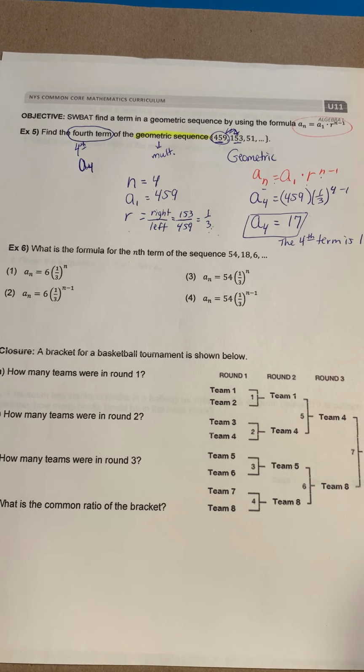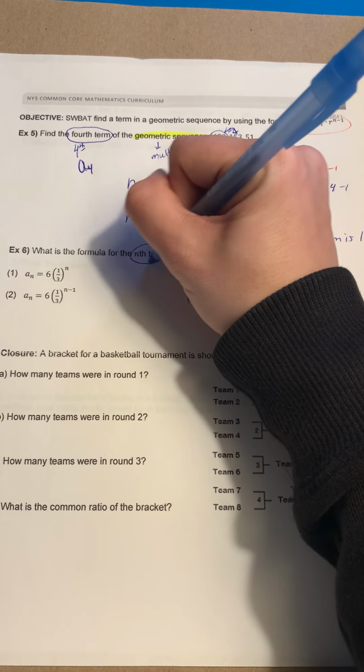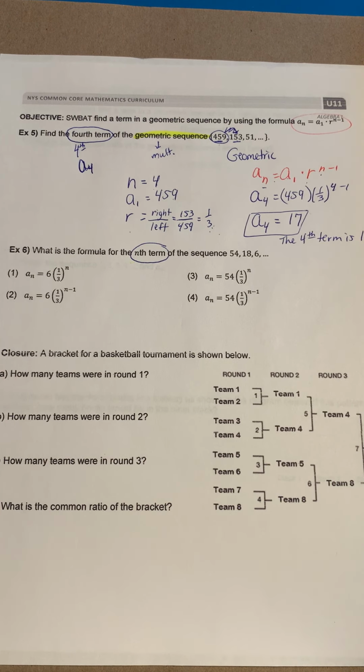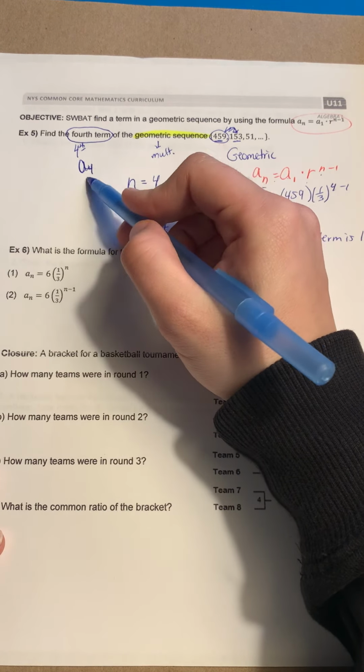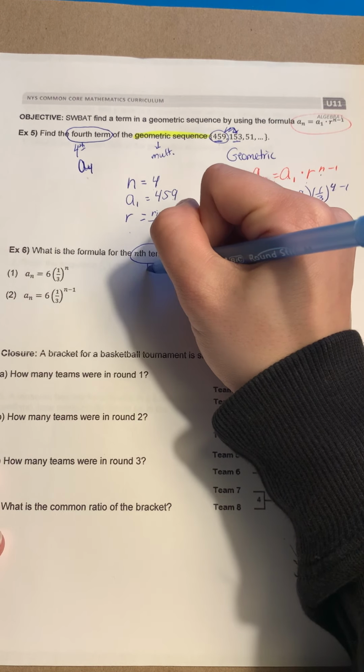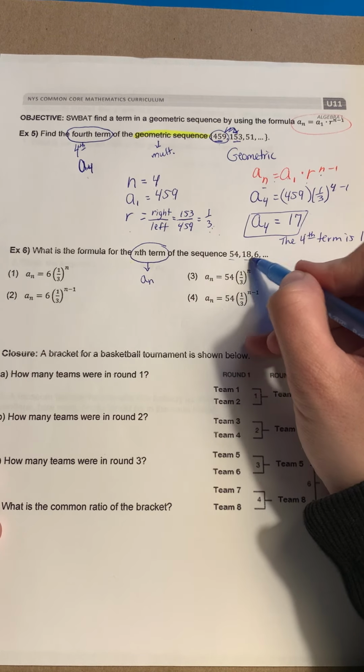Example 6. What is the formula for the nth term of the sequence? So now they say the nth term. They don't give us like a 9th term or a 5th term or a 4th term. They say the nth term. So instead of writing it like we did up here, a sub 4, we're just going to write a sub n. In the sequence 54, 18, 6.